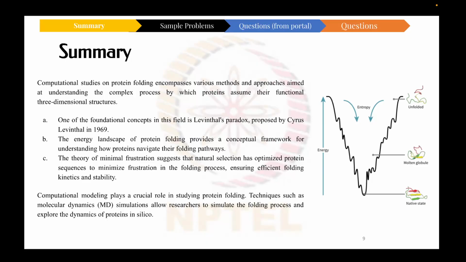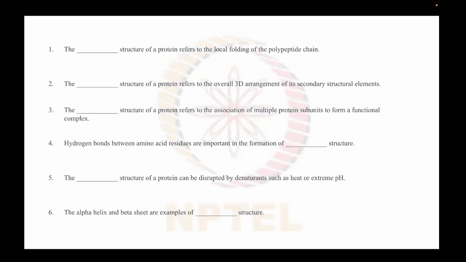AlphaFold structures represent a significant advancement in computational biology and bring us closer to solving the long-standing challenge of predicting protein structures accurately. While AlphaFold's achievements are transformative, challenges remain, particularly in understanding the underlying rules and mechanisms of protein folding. Nevertheless, these advances highlight the immense potential of computational methods in elucidating the complex process underlying protein folding and structure prediction. So here I have a set of questions.